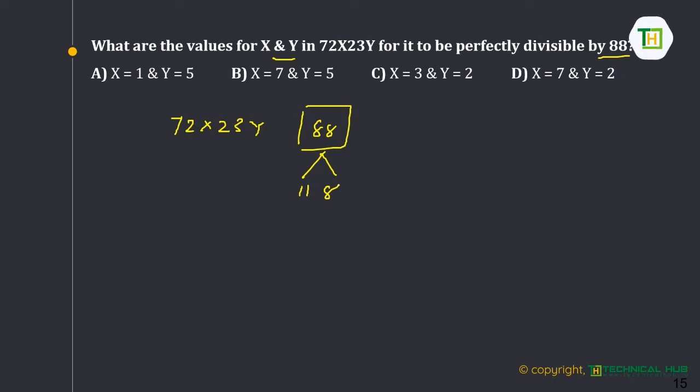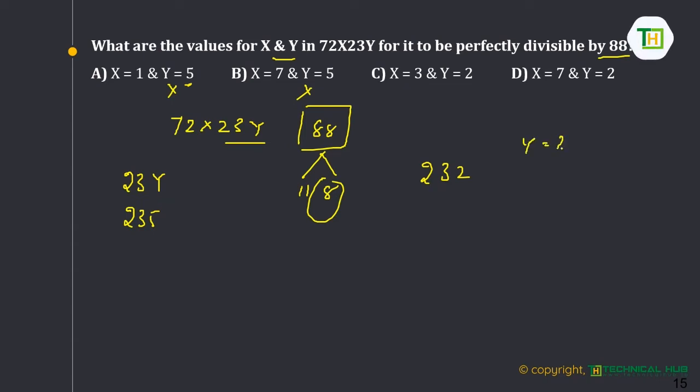Divisible by 8 means check the last 3 digits. So what is the number here? 2, 3 and y is there. Okay. See, if you put y is equal to 5, then what happens? 235. This is not divisible by 8. It means y is not satisfying here. Both options A and B have y equal to 5, so the first option and second option are both wrong. Then if I put y is equal to 2 here, 232, then it is divisible by 8. It means y is equal to 2.